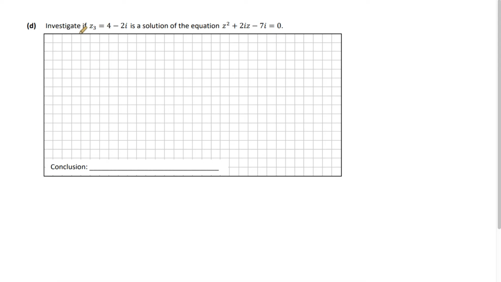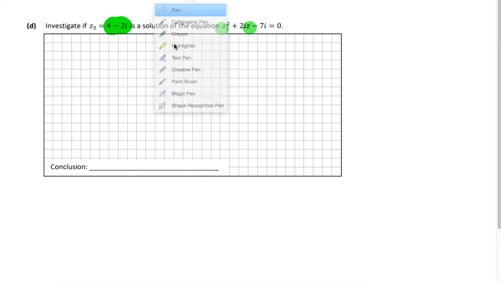Finally, part D asks us, investigate if Z3 equal to 4 minus 2i is a solution of the equation z squared plus 2iz minus 7i. So is this a solution? Well, if you want to find out if that's a solution, all you need to do is plug this in for z, anywhere you see z, plug it in. And if you work this out and it becomes 0, then it is a solution.